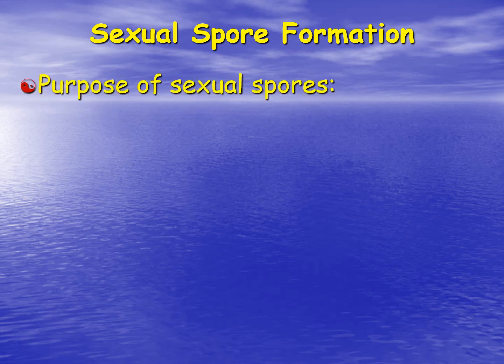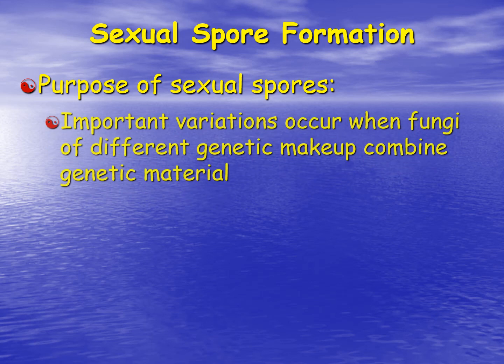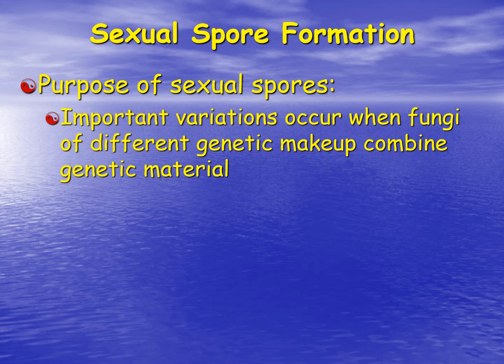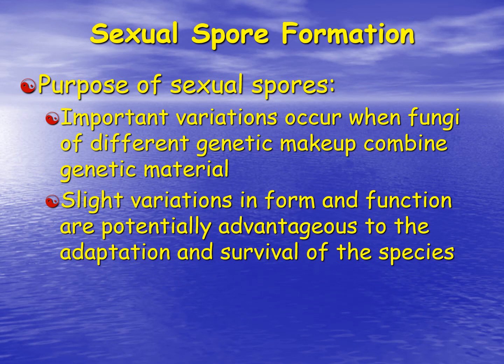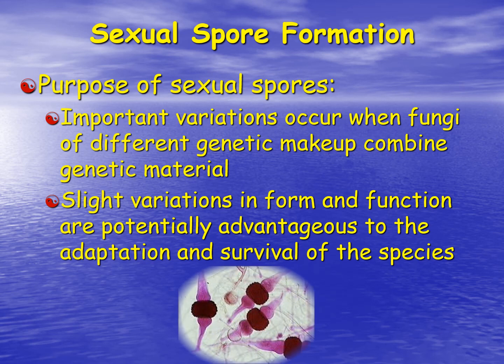Now, sexual reproduction does occur in some of the molds. And what is the importance of sexual reproduction? Well, it's basically genetic diversity. Slight variation in form and function are potentially advantageous to the adaptation and survival of the species. So those that can undergo sexual reproduction add to the genetic diversity of the organism.